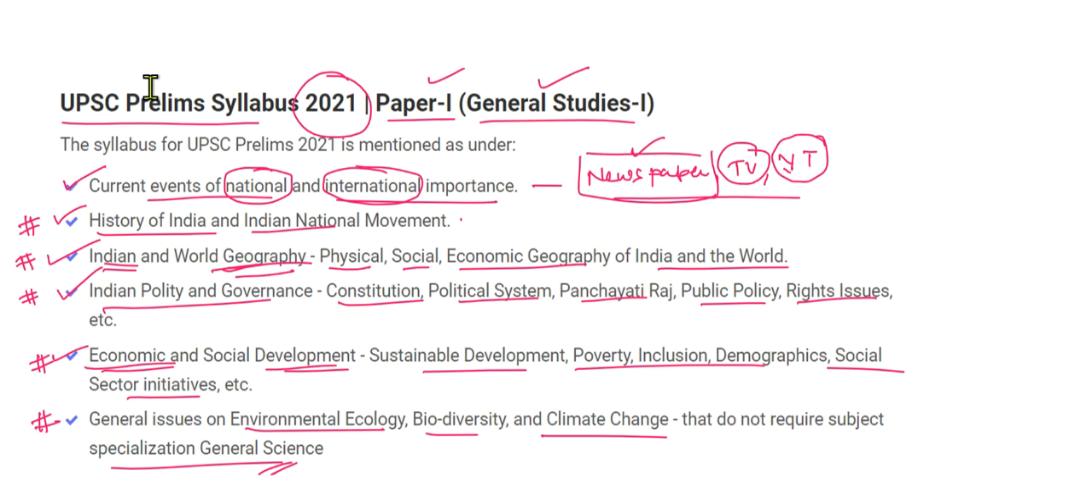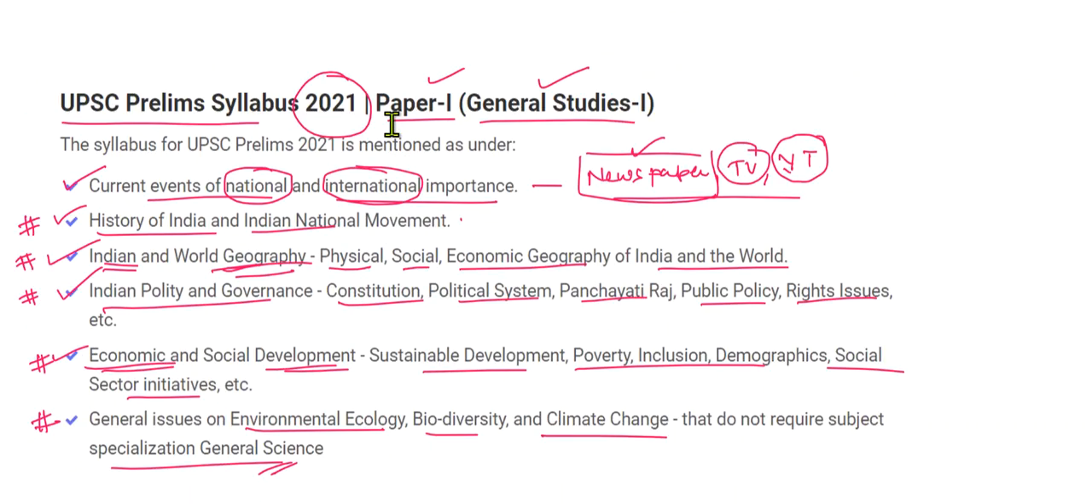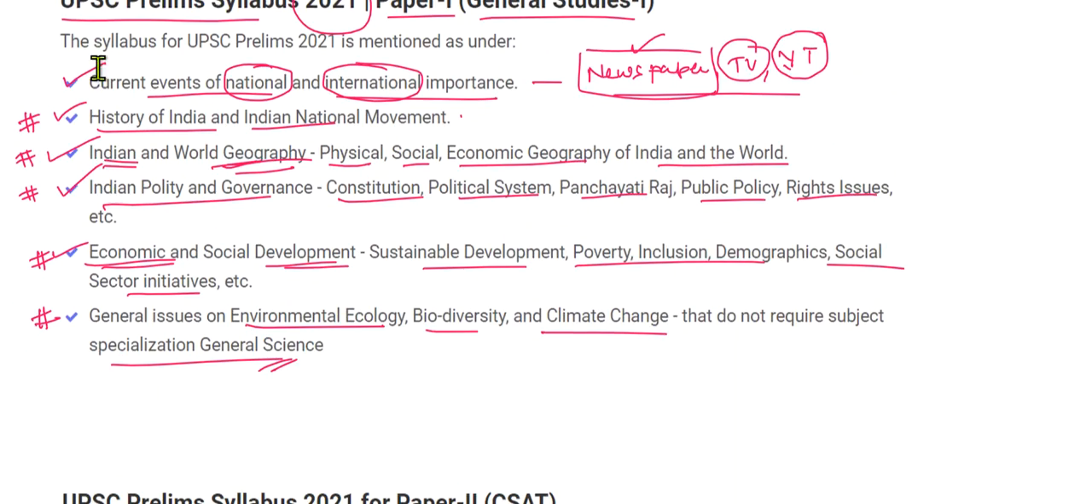In this session, I'll be explaining how to prepare for the UPSC Civil Services Examination Prelims. So let us discuss the syllabus first. UPSC Prelims Syllabus 2021. Here we have paper 1, that is General Studies, and paper 2, that is called the CSAT paper 2. Now let us talk about paper 1. The syllabus first includes current events of national and international importance.